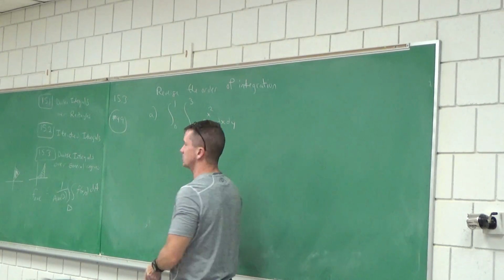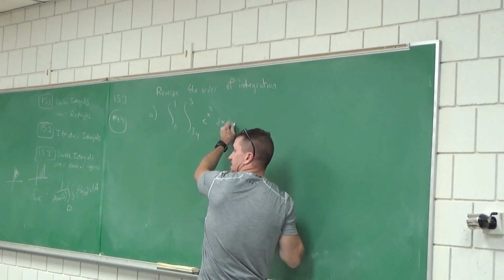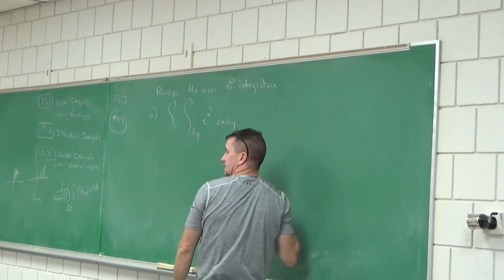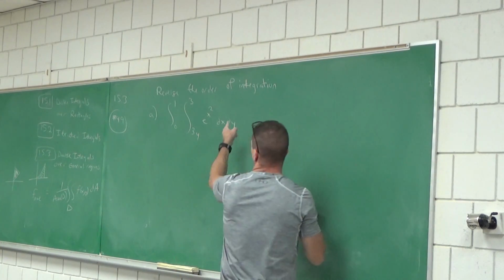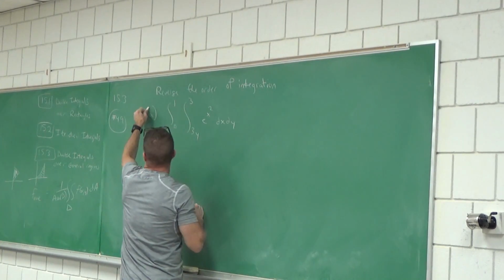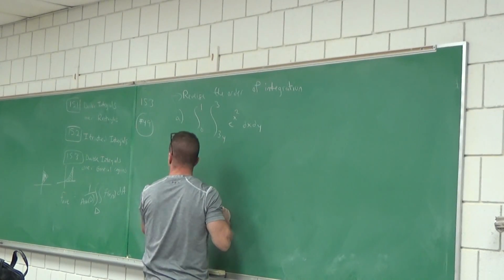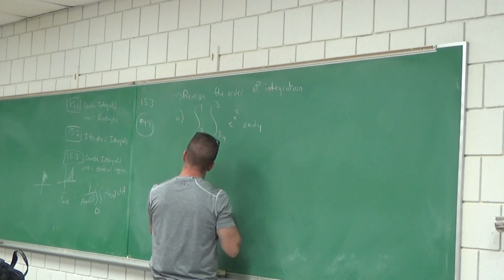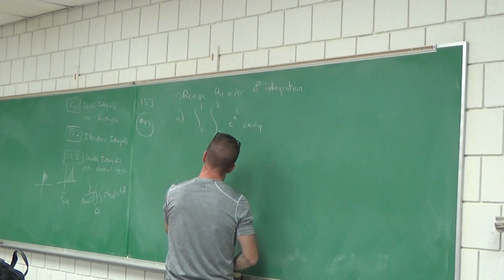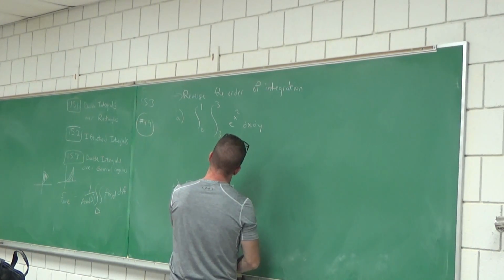By reversing, we're talking about taking dx dy and changing it to dy dx. So when we do this, this will be letter A. And how about letter B? Let's evaluate the double integral, which I can just call the integral.